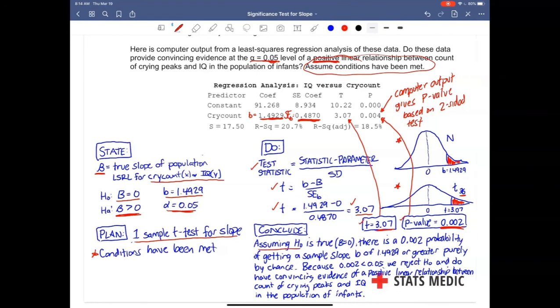So in the conclusion here, let's check a couple of things. Assuming the null is true, there is, and here's your p-value, 0.002 probability of getting a sample slope of 1.4929 or greater. Check to make sure you have your or greater, purely by chance. Because our p-value is less than the alpha value, we will reject the null hypothesis, and we do have convincing evidence of the alternative, which says that there is a positive linear relationship between count of crying peaks and IQ in the population of infants. So this concludes our lesson on the significance test for slope.